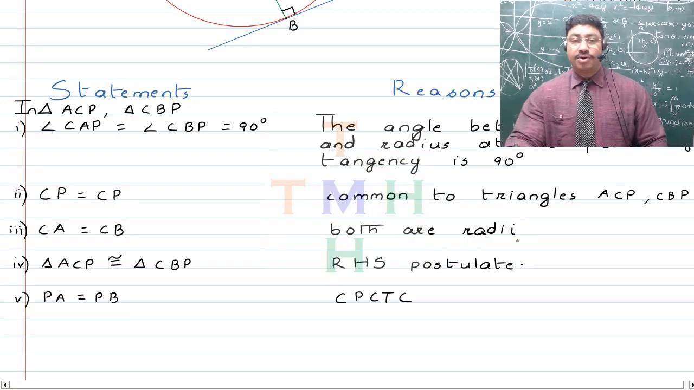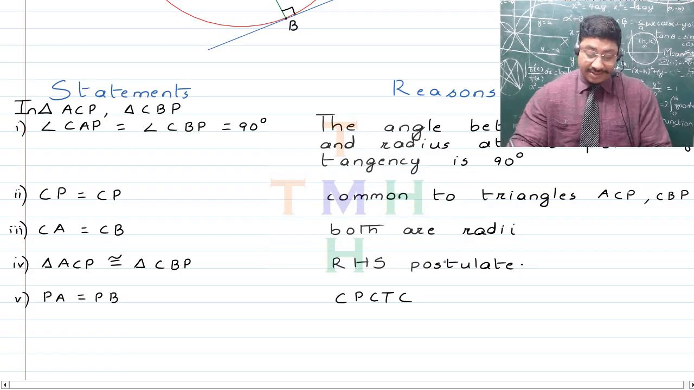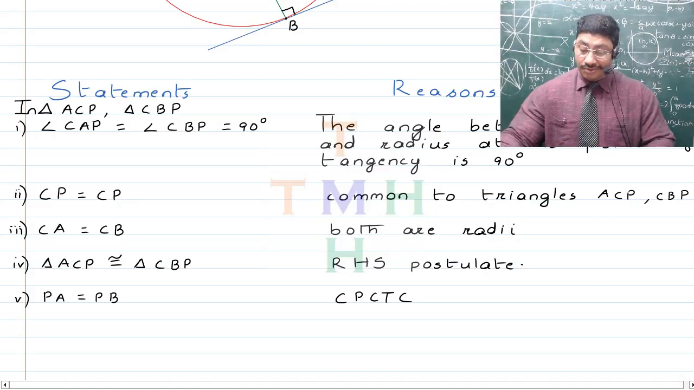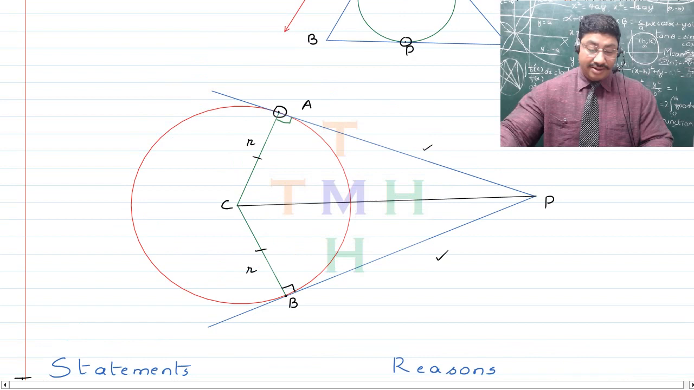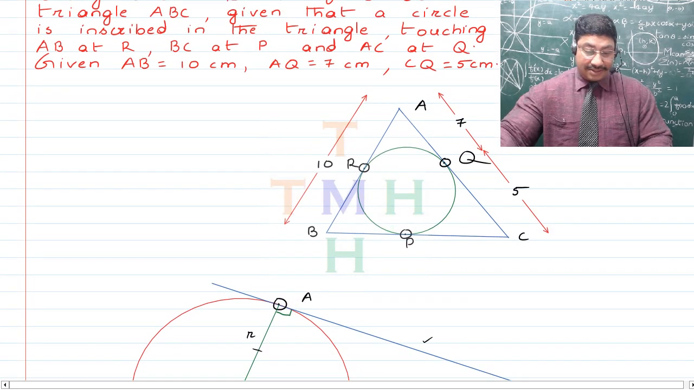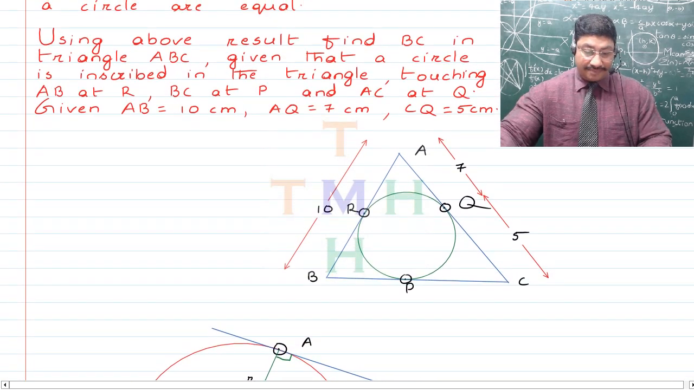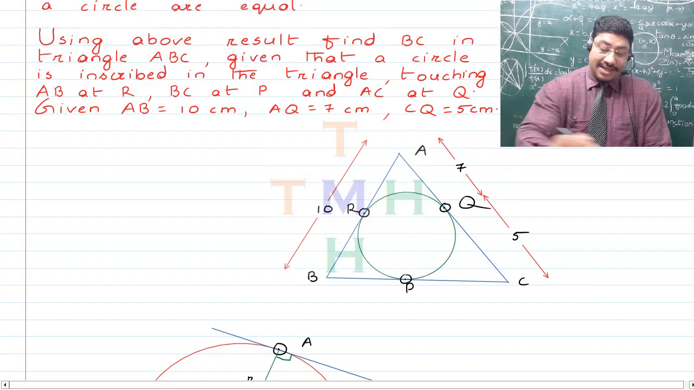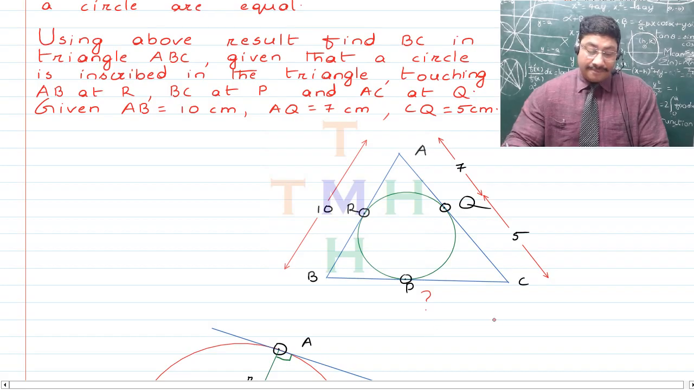CPCTC, that is congruent parts of congruent triangles, which are the two triangles that we have just proved to be congruent, that is triangle ACP and triangle CBP. Now that we proved this, we move over to the second part. We have been given a triangle, and using this result that we've just found out, we've got to find the length of BC. So this length has to be found out, the length of BC.